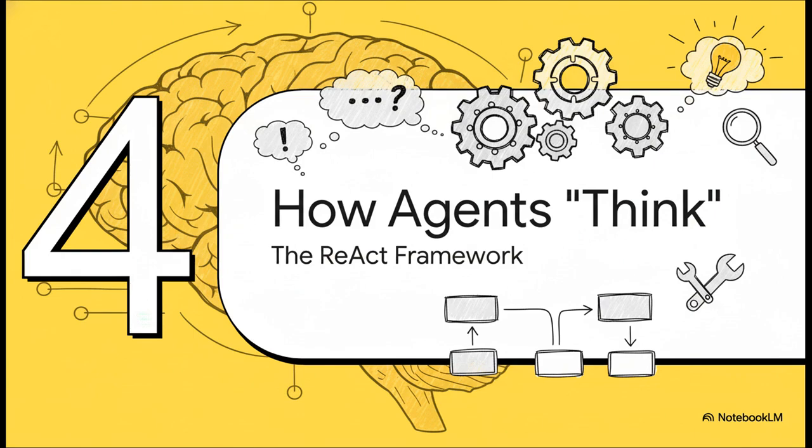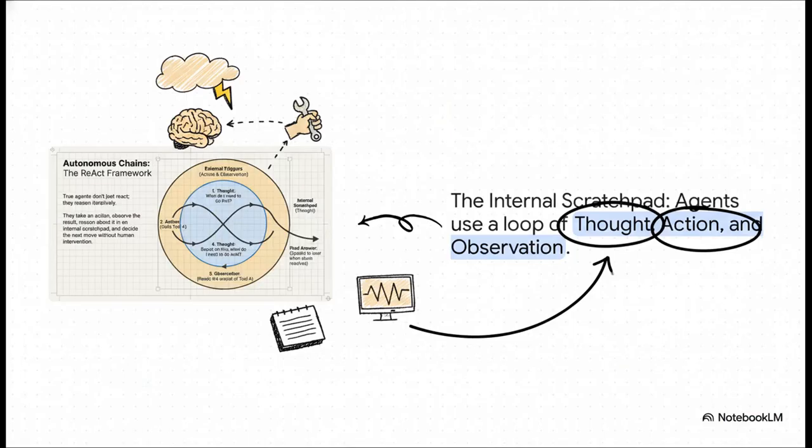To do that, we need to give it a way to think. This is where a framework like ReAct, which stands for Reason and Act, comes into play. The best way to think about it is as an internal scratchpad. Instead of just spitting out an answer, the agent goes through a loop. First, it has a thought about what it needs to do. Then it takes an action, like calling one of its tools. Finally, it makes an observation of what happened. And it can run through this loop over and over again until it figures out the final answer.